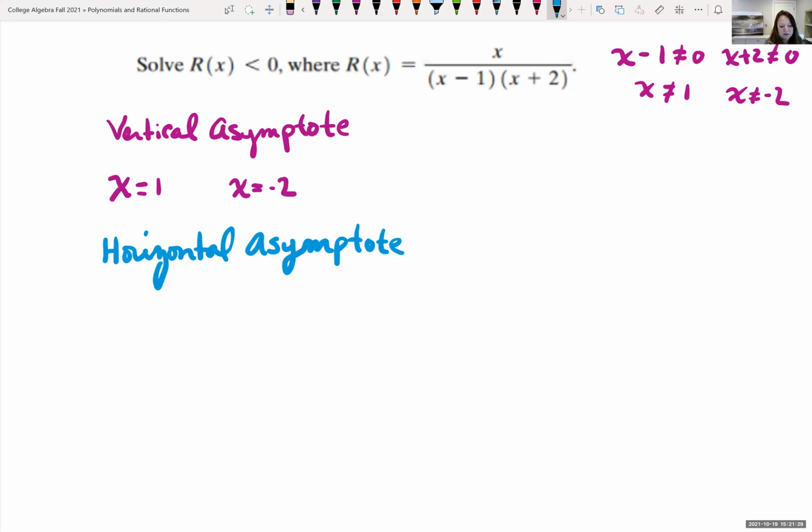If I distribute out my denominator, I'd get an x squared. My degree is 2. The degree of my numerator is 1, so that's smaller. So I have a horizontal asymptote on my x-axis, which is the line y equals 0.